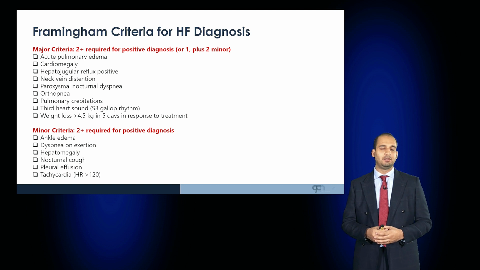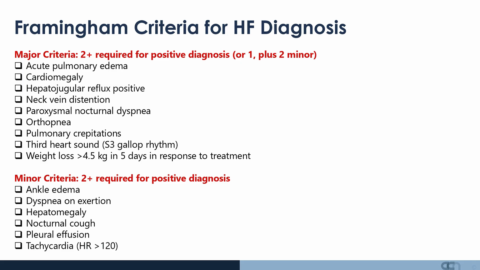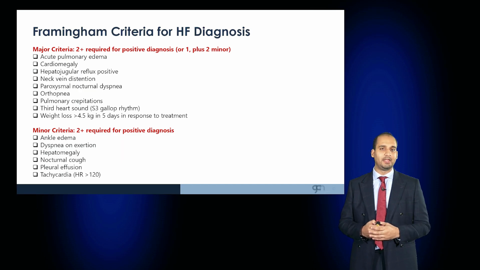Major criteria include pulmonary edema, cardiomegaly, positive hepatojugular reflux, neck vein distension, paroxysmal nocturnal dyspnea or orthopnea, pulmonary crepitations, or the presence of a 3rd heart sound, or whether the patient loses weight rapidly in response to diuretic treatment, suggesting that there's an excess of fluid overload. Minor criteria include things such as ankle edema, dyspnea on exertion, hepatomegaly, a nocturnal cough, pleural effusions or tachycardia, relatively non-specific features.